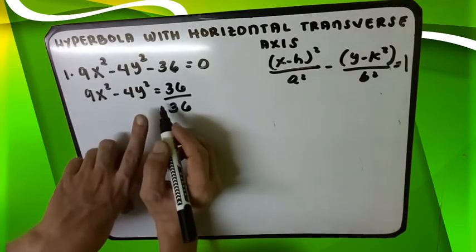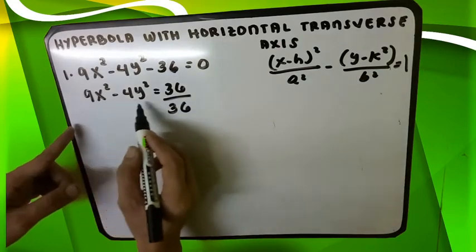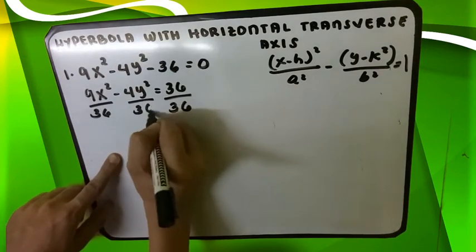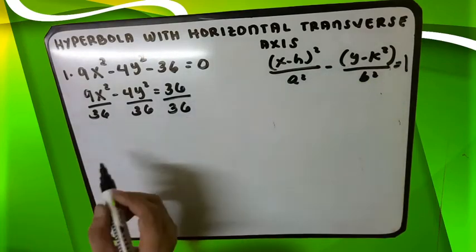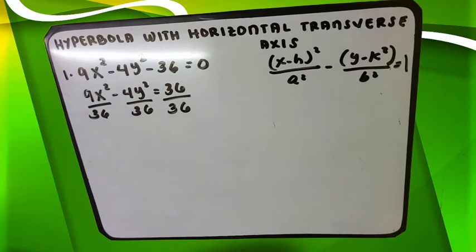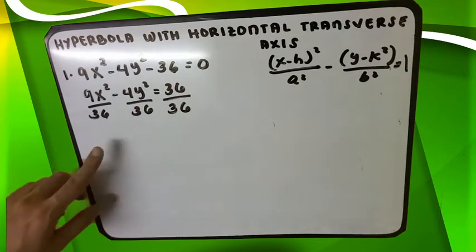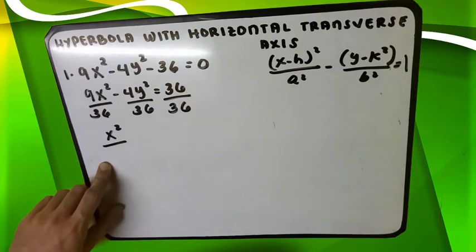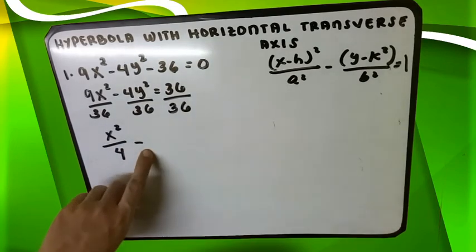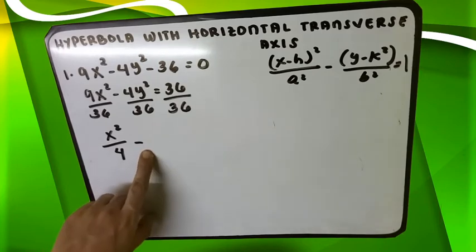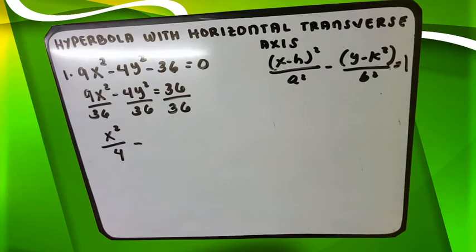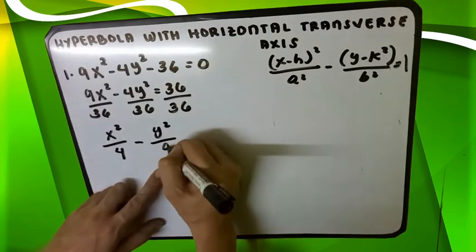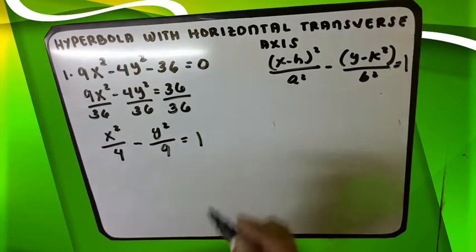Yun nga lang, since equation ito, to make the equation balance, lahat ng terms sa left hand side, kailangan din nating i-divide by 36. So kung mapapansin nyo, parang ganito na yung form niya, pero kailangan pa nating i-simplify. So for 9x squared over 36, if we simplify, that is x squared over 4. And then minus yung 4y squared naman over 36. Tama, that is y squared over 9. And then 36 over 36 is equal to 1.